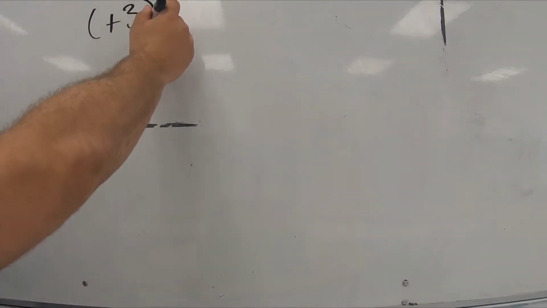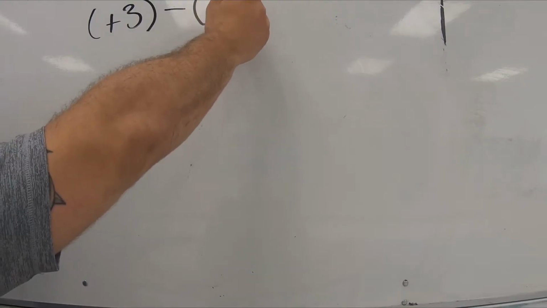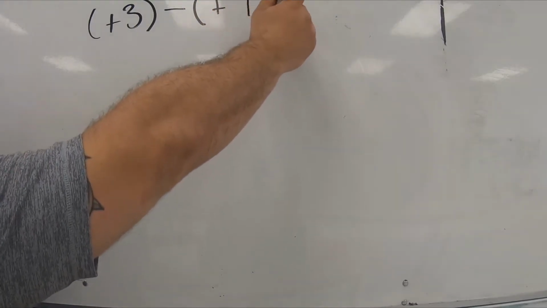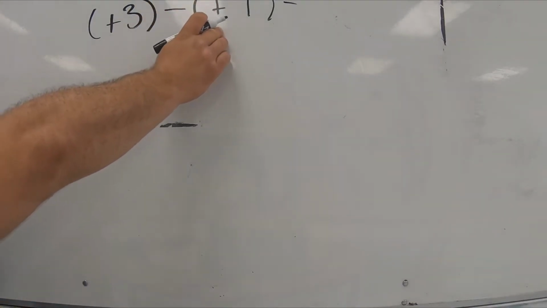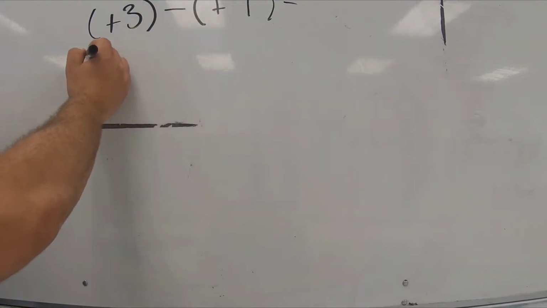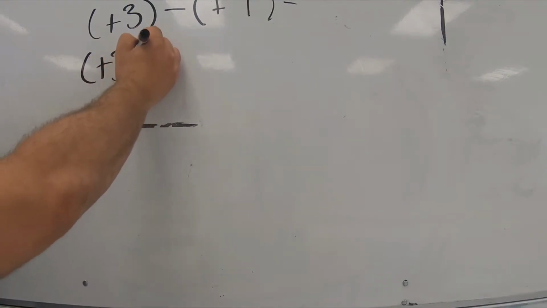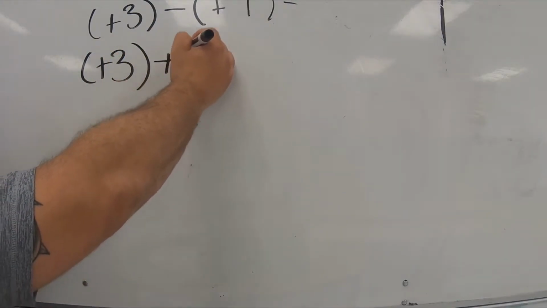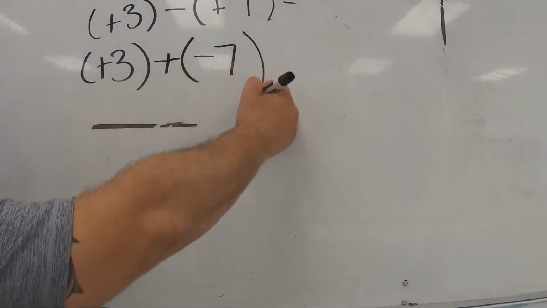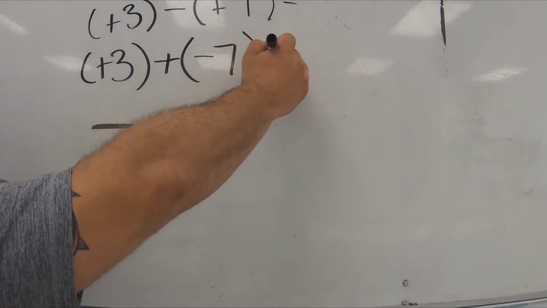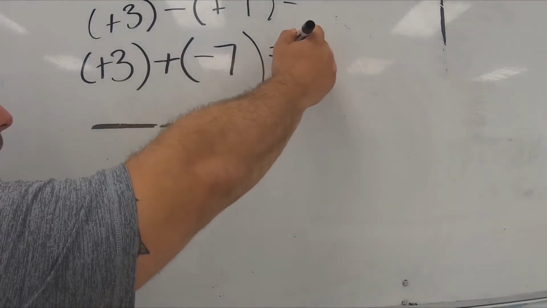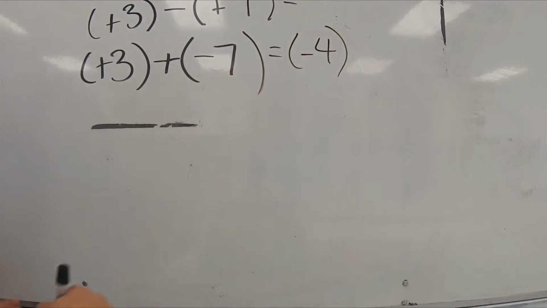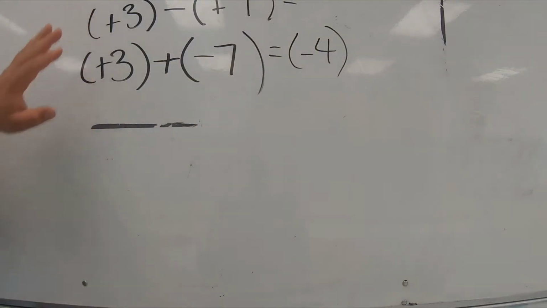+3 taking away +7. Okay, now remember, taking away a positive is the same thing as adding a negative. So we can go +3 plus -7, because it's the same thing as adding a negative. And we had +3, we added -7, which means we're going to be left with -4. And that's also going to apply to your top answer. I'm sorry, I went out of frame there for a bit.